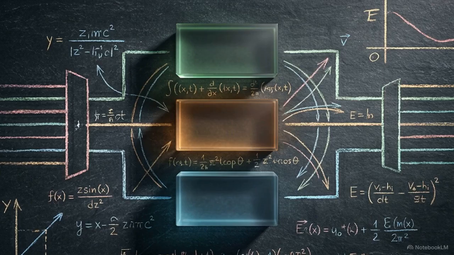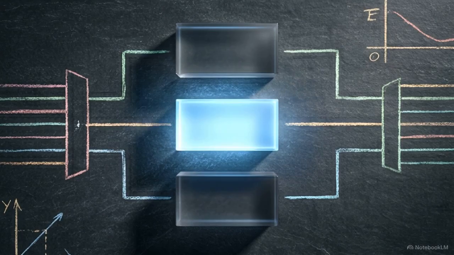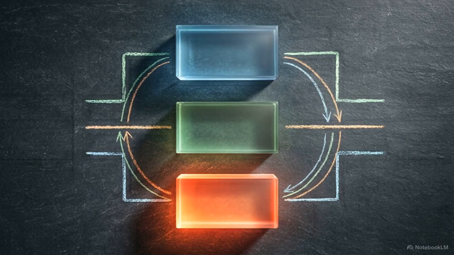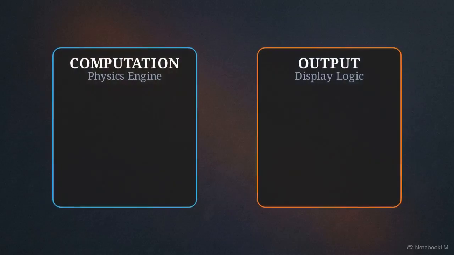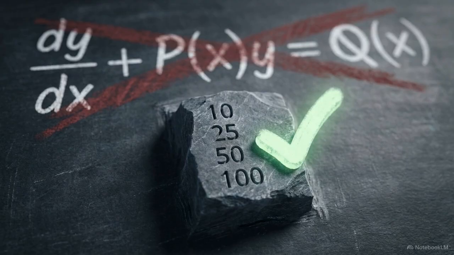Professional scripts use 3 mandatory blocks. The input block holds your parameters. The computation block contains the solvers. The output block displays the results. This modular approach isolates the physics from the display logic. If the code fails, you can verify your parameters in the input block without digging through the solver's internal math.